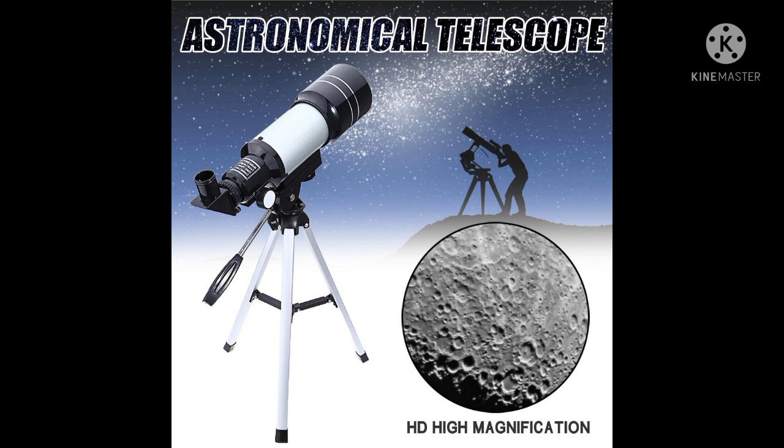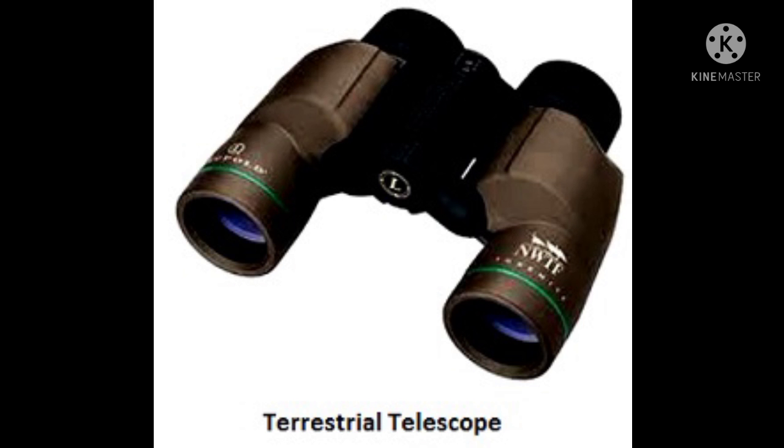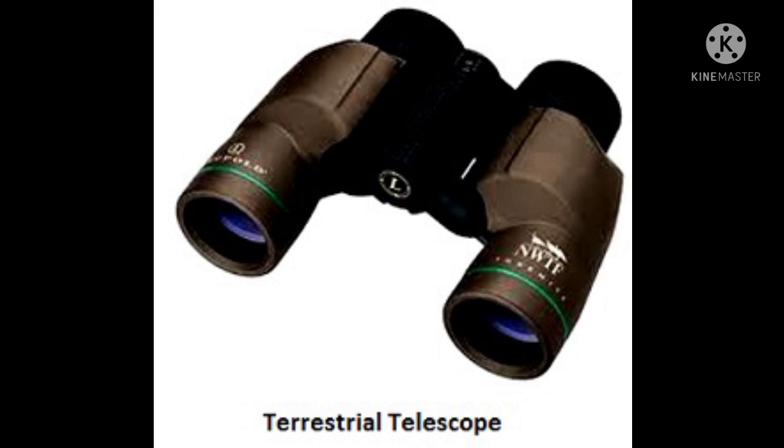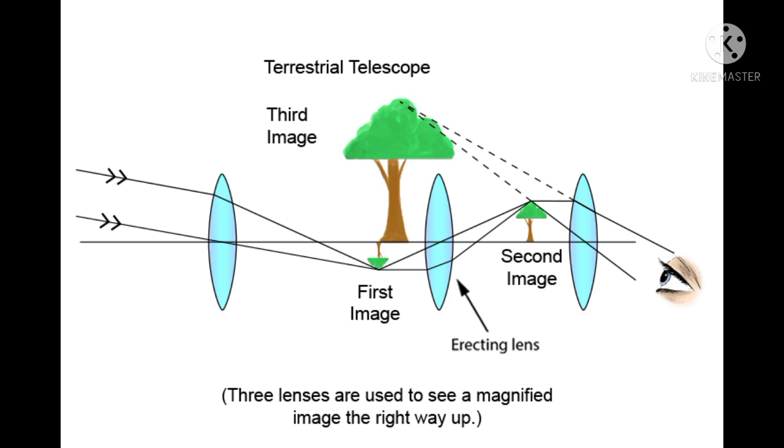First one is the astronomical telescope. An astronomical telescope is used to view heavenly bodies like stars, planets, galaxies, and satellites. Terrestrial telescopes. The image in an astronomical telescope is inverted, so it is not suitable for viewing objects on the surface of the earth. Therefore, the terrestrial telescope is used. It provides an erect image. The major difference between astronomical and terrestrial telescope is erecting the final image with respect to the object.